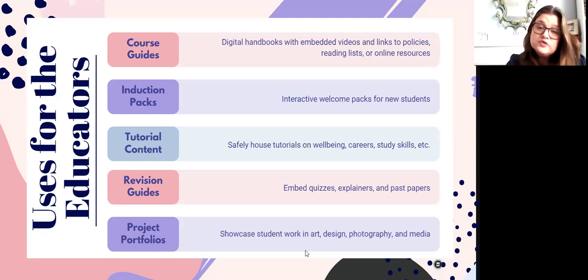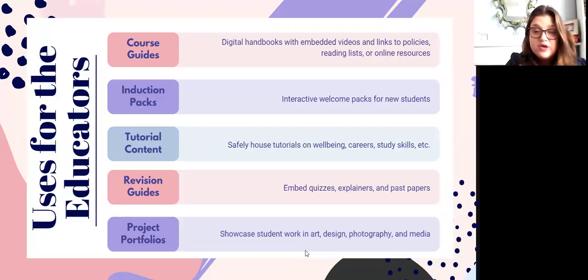If you're using it for tutorials, you can then use it for well-being, careers, study skills, and you can just add them all in. Again, you can just make it in your PDF format, wherever it is that you're creating your information, and then just upload it to a digital book.